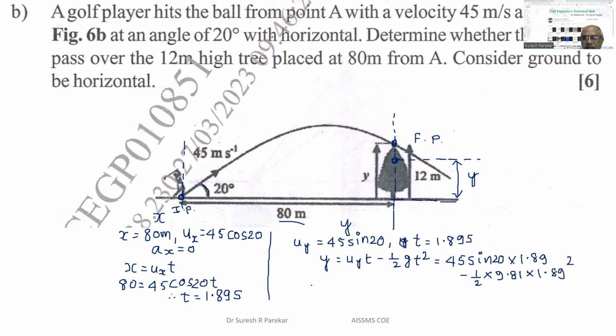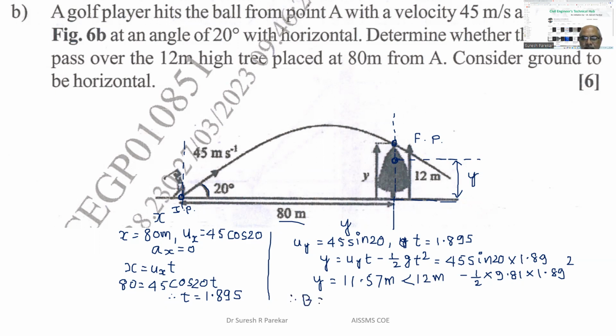1.89 square. From this we get the value of y, which is equal to 45 sin 20 into 1.89 minus 9.81 into 0.5 into 1.89 square. And I got this value. Checking the values, it is actually 11.57 meters. And this value is less than 12 meters, and therefore the ball will not pass.